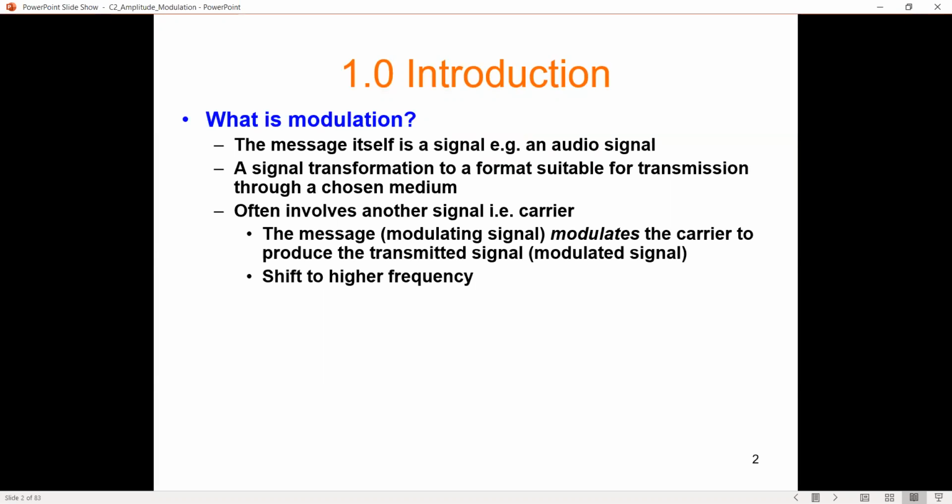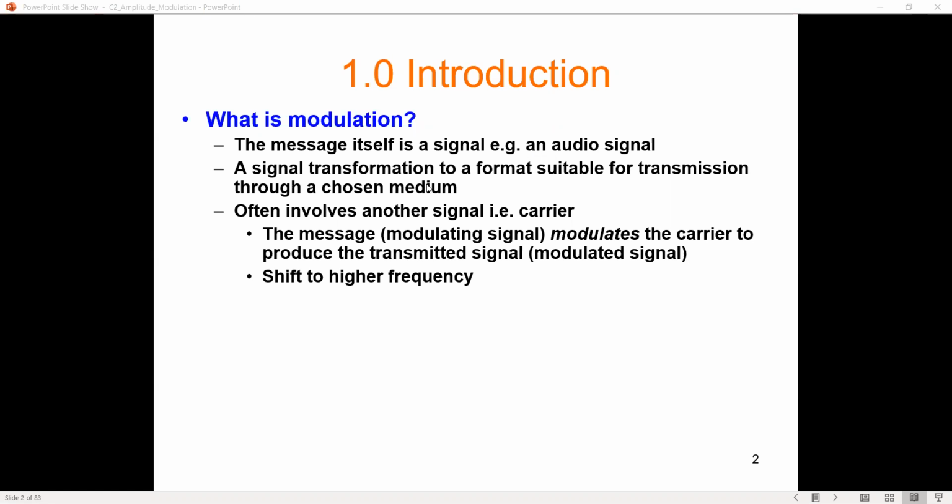Okay, so in the first chapter, introduction, you were introduced to the term modulation. I've mentioned modulation a few times, and also I highlighted the importance of modulation, especially because we need to make sure that the signal that we want to send is suitable with our medium. Okay, so what is modulation?